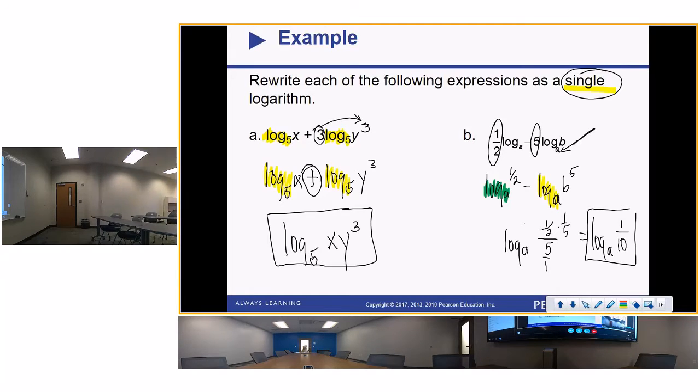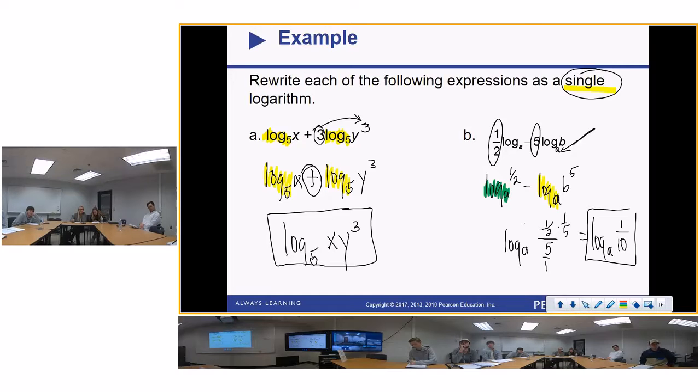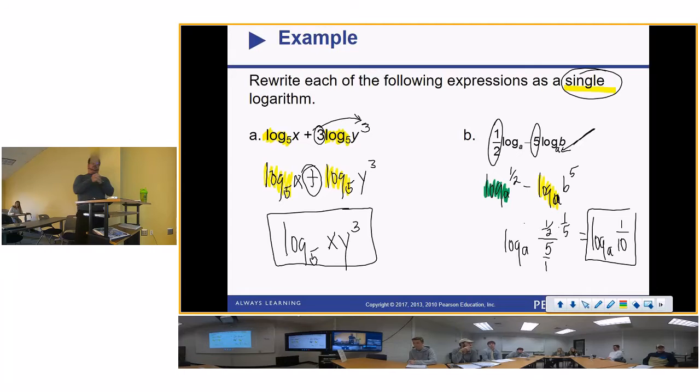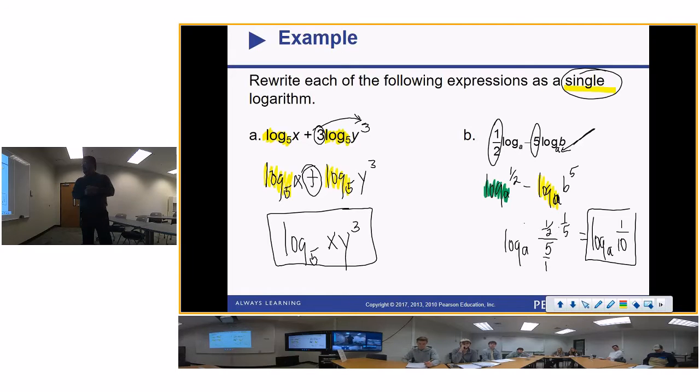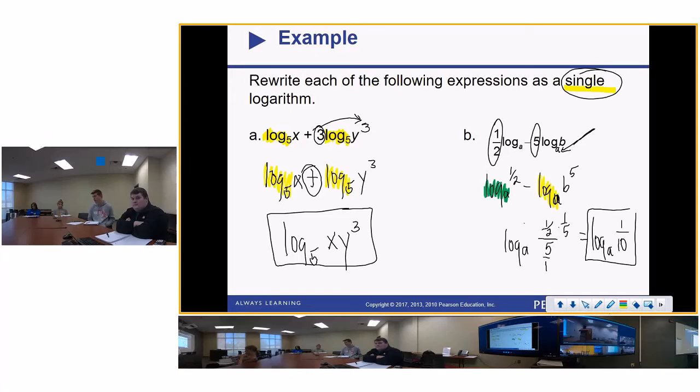So you divided the 1/2 by 5? Yes, because that's the change base what? I mean, not the change base. That's the quotient rule. Whenever you subtract logarithms, what do you do to the exponents? Divide. And when you divide 1/2 by 5, you're really dividing 1/2 by 5 over 1, which means that you multiply by the what? Reciprocal. Yes.